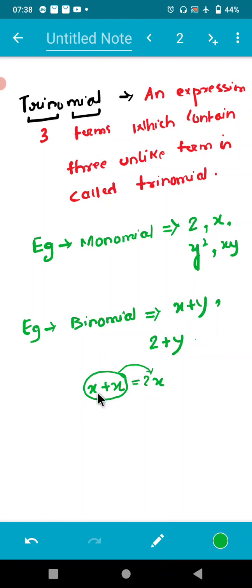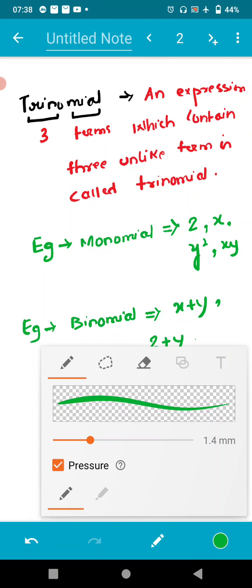If somewhere it is written x plus x, you will not say it is binomial, because although you can see there are two terms, you always have to see whether you can simplify this or not. Only if you are confirmed that yes, these two terms are unlike terms, then you can say that this is a binomial. Okay, remember this. So let me rub this.